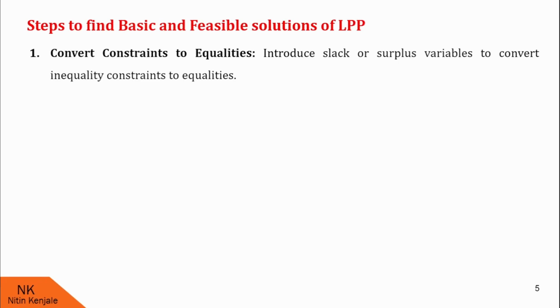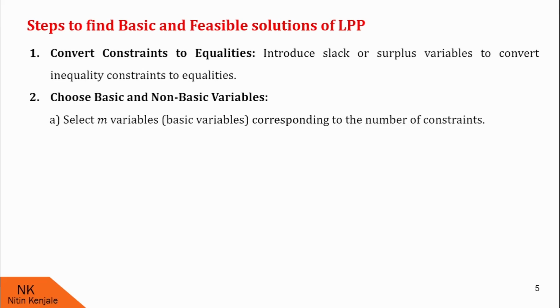First step is to convert constraints to equalities. We introduce slack or surplus variables to convert inequality constraints to equalities. Next step is to choose basic and non-basic variables. Here we select m variables, we call them as basic variables, corresponding to the number of constraints. Then we set the remaining n minus m variables, we call them as non-basic variables, to 0.